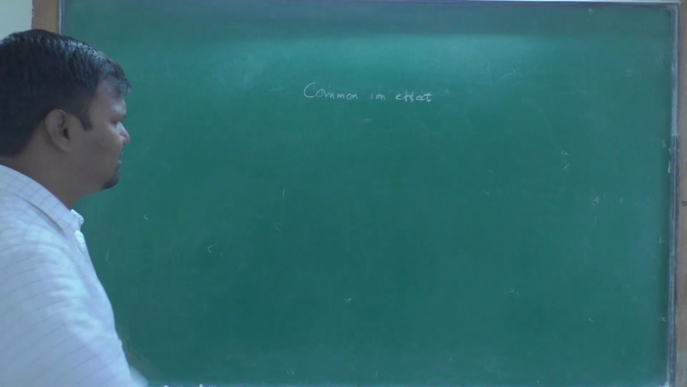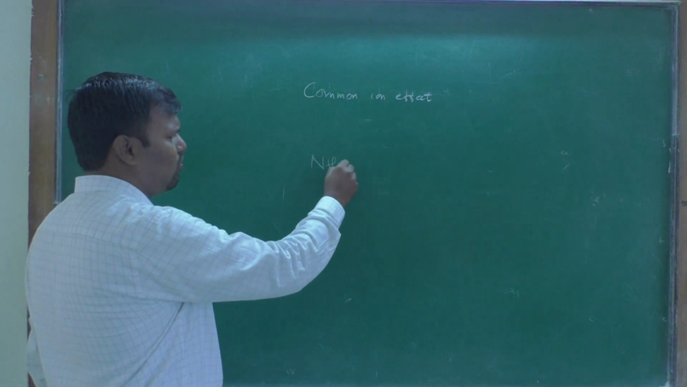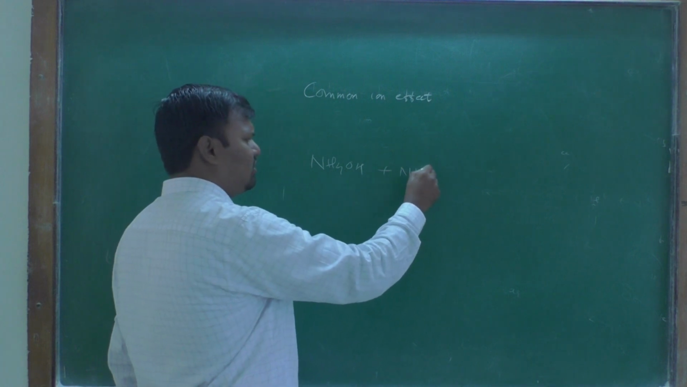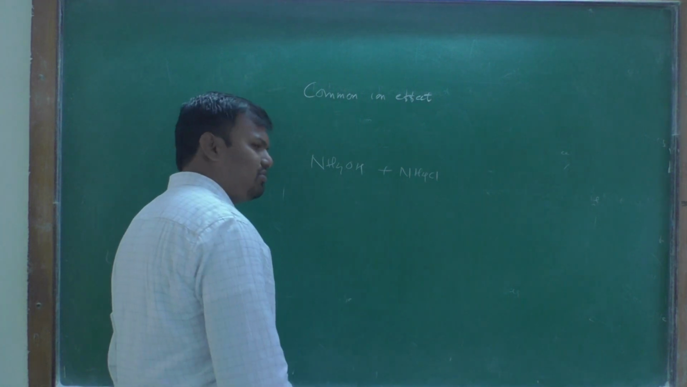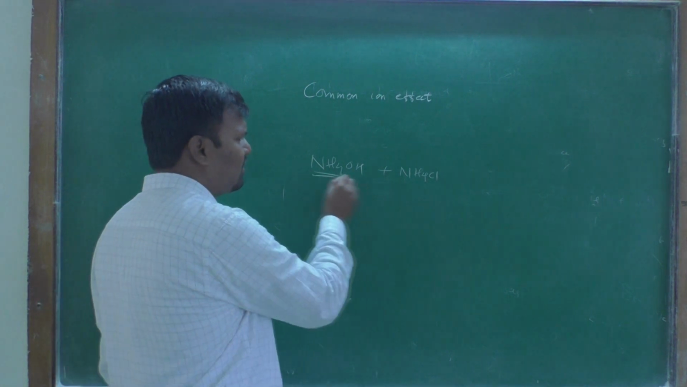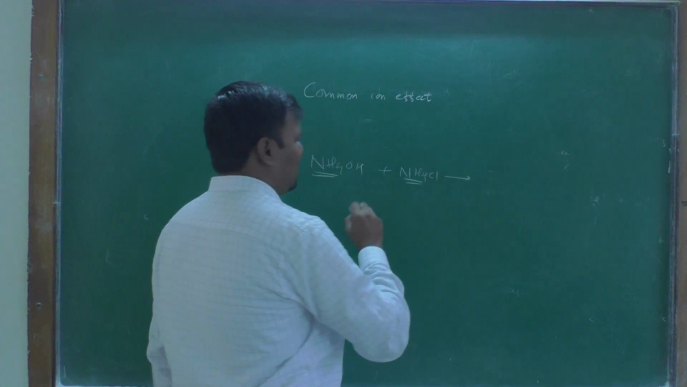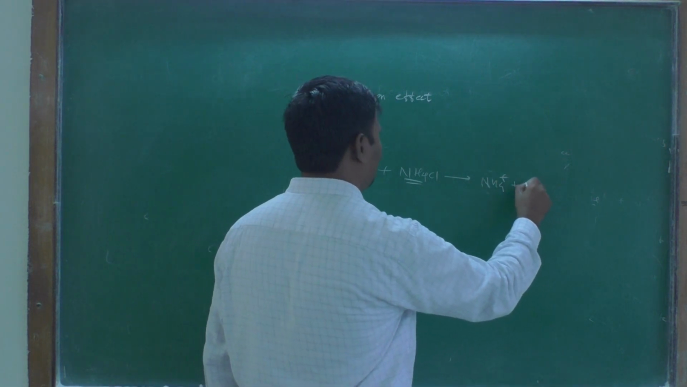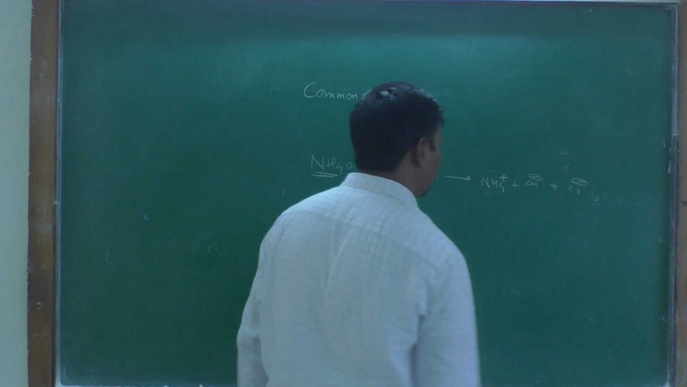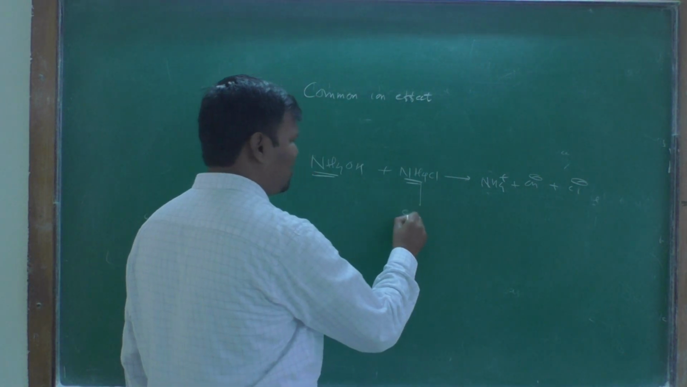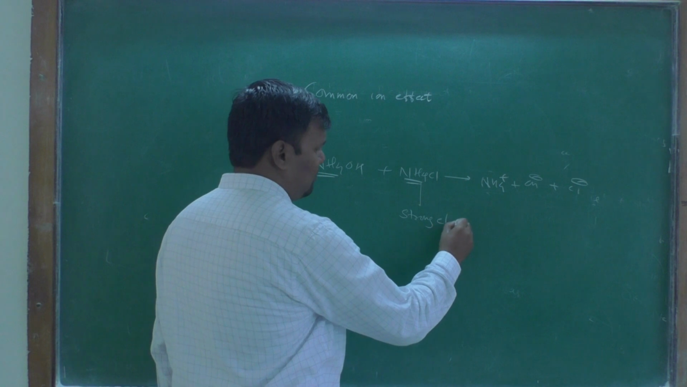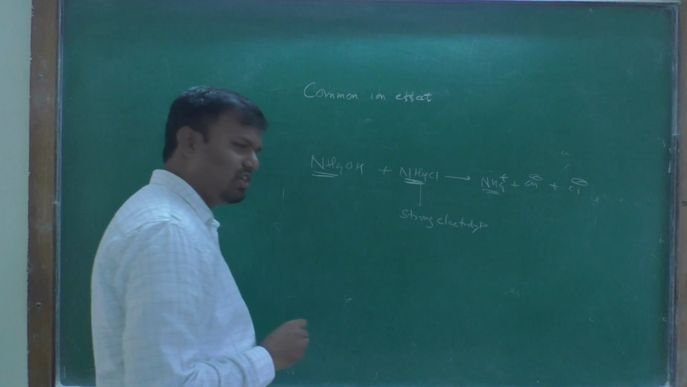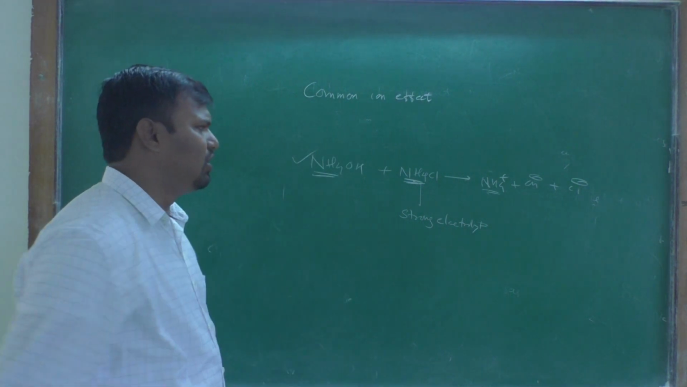The second example is like this: if you have NH4OH, that is the weak base, and you add a salt which has the common ion NH4 plus, and NH4 plus is the common ion, and you add these solutions to each other, then NH4 plus is produced, then OH minus and Cl minus are produced. When that is a strong electrolyte with the common ion NH4 plus, the degree of dissociation of this is reduced.